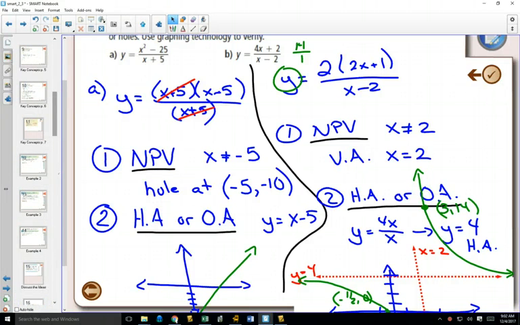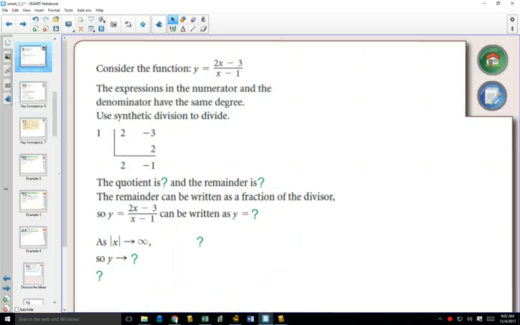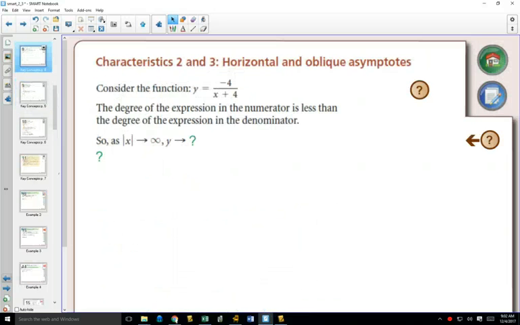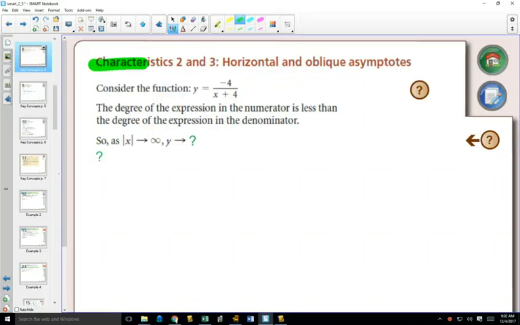All right, characteristic number 2. There it is. Again, we've already talked about this a little bit in our first example. The second thing that you look at after your non-permissible values is whether things have horizontal asymptotes or oblique asymptotes. And the key to seeing that is looking at the biggest degree in your whole function.